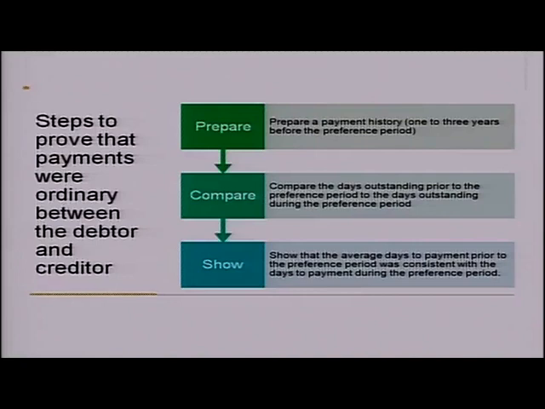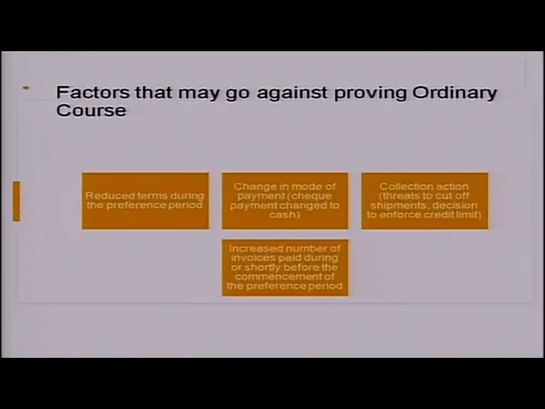So to determine whether it's an ordinary course of business transaction or not, a payment history is required. Then we will compare the days outstanding prior to the preference period to the days outstanding during the preference period. And if those average days are higher or lower, then of course it will be seen whether they are consistent with the normal payments or not.